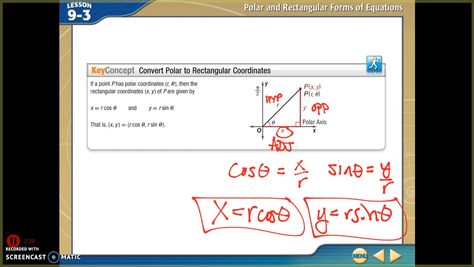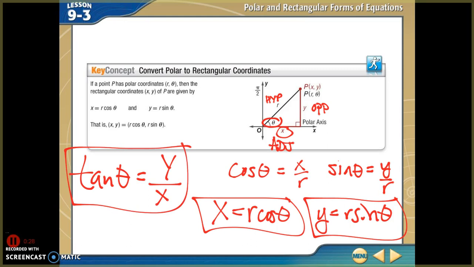And then if I was looking at theta, I know that tangent of theta is opposite over adjacent, y over x. That's really all these conversion factors are doing: using basic trigonometry and solving it for a right triangle. Using that, we can go back and forth, and we'll look at some examples of how that works in a second.